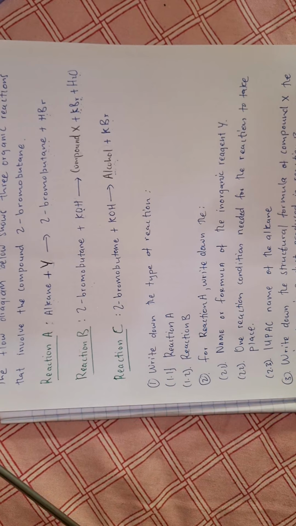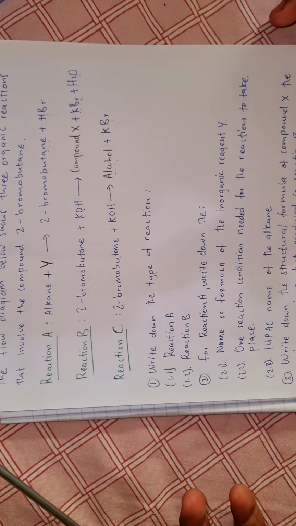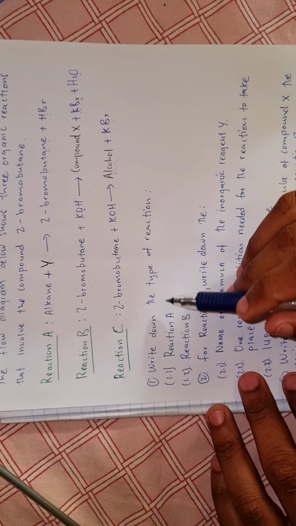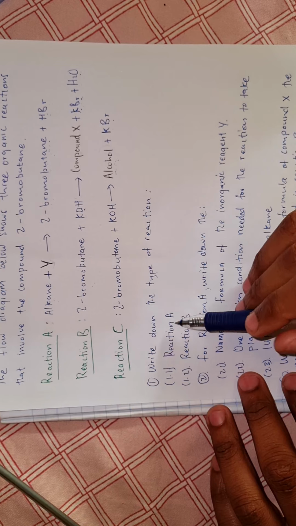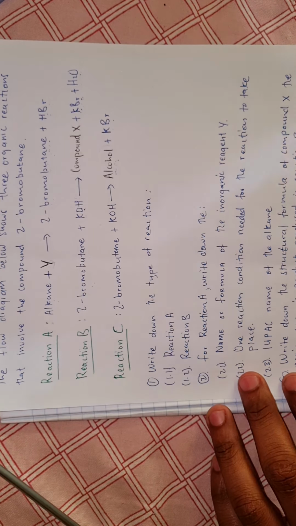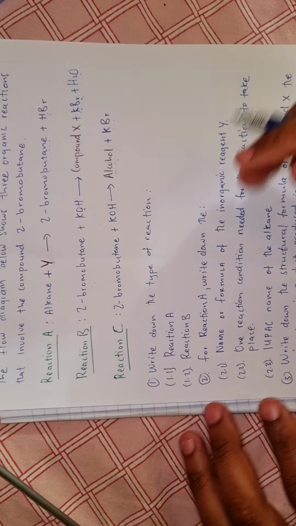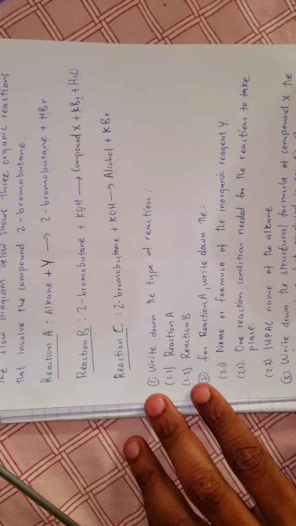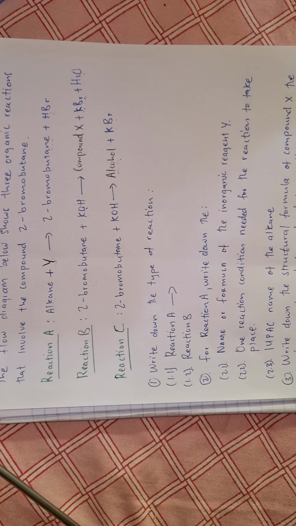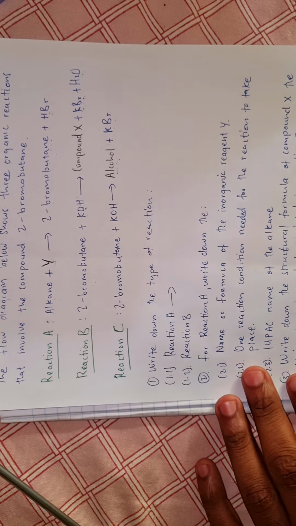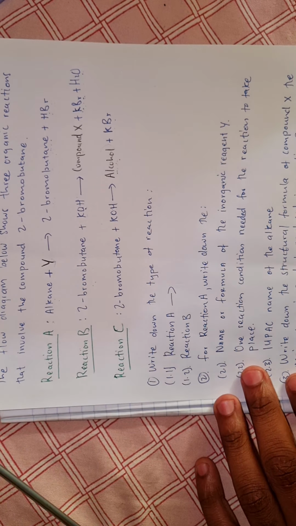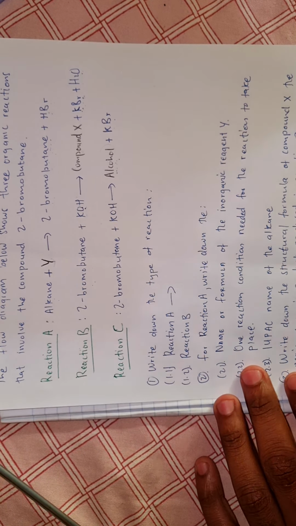Now let us be quick to answer these questions, because we talked about everything. Write down the type of reaction for reaction number A. Reaction number A, we said it's what type of reaction? Do you still remember? I'm giving you a few minutes to think over it. Pause the video and try to answer this question on your own, because we talked about everything.